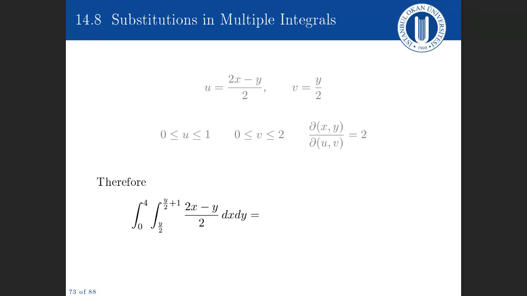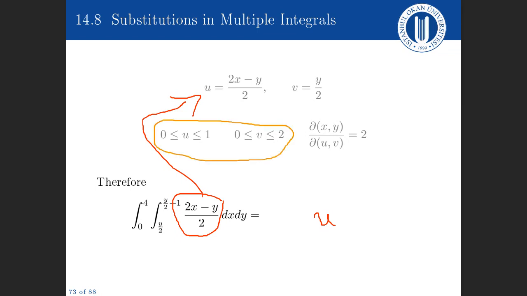This is what we want. We want to calculate this integral. And I've put everything that we need at the top. 2x minus y over 2 is the same as u, so we're just going to be writing u there. We're going to be integrating u between 0 and 1 and v between 0 and 2.